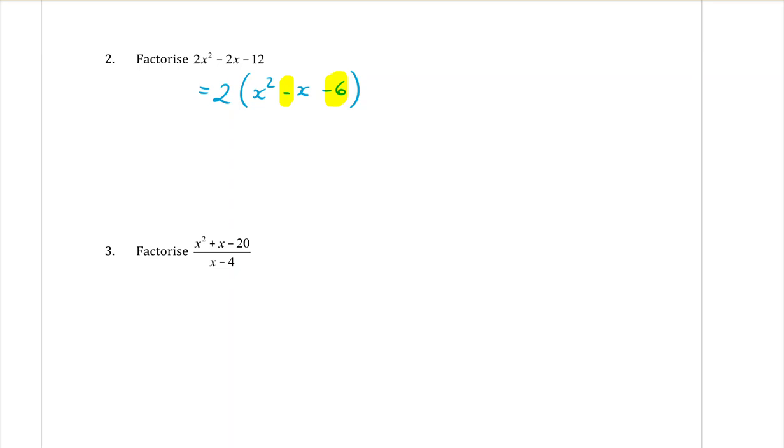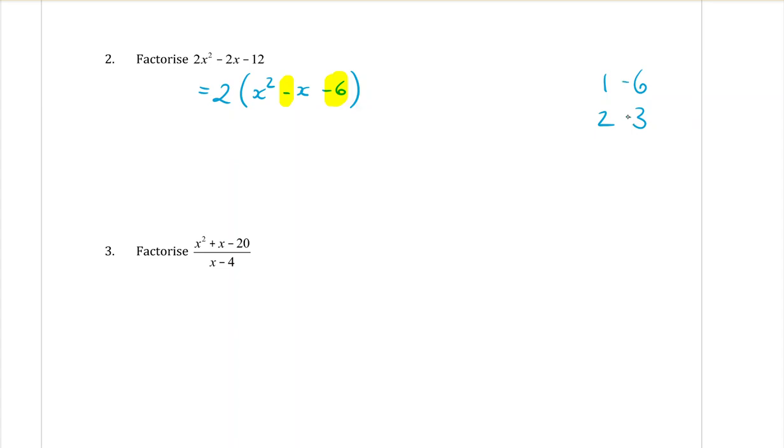Okay, this is minus, which means one of the numbers is negative. This is minus, which means the bigger number is negative. So what things times to give 6? It could be 1 and 6. 1 times 6 makes 6, and 2 times 3 makes 6. They're my only options. And I know that the bigger one has to be negative. So it could be -6 or it could be -3.